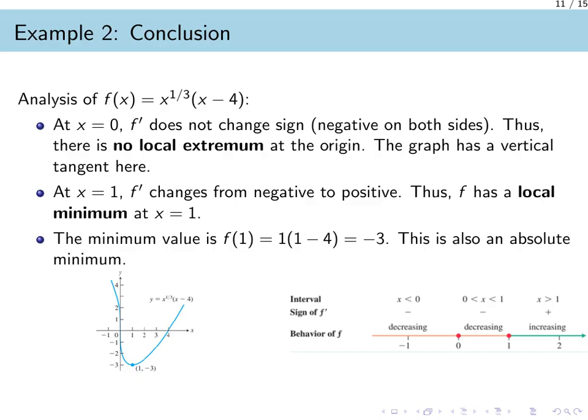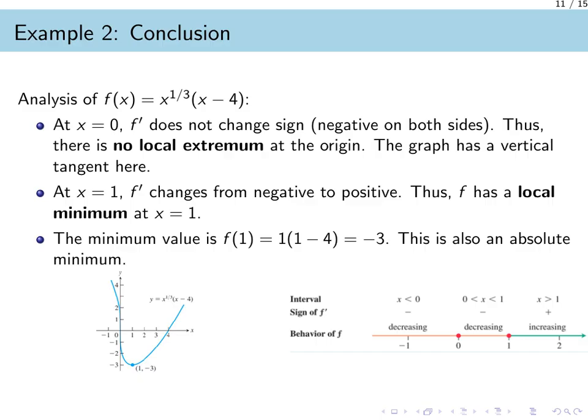Now I will use our sign analysis to classify the two critical points we found. First, let us look at x equals 0. Since the derivative is negative on both sides of this point, its sign does not change, which tells us there is no local extremum here. In fact, because the derivative is undefined at x equals 0, the graph has a vertical tangent at the origin.